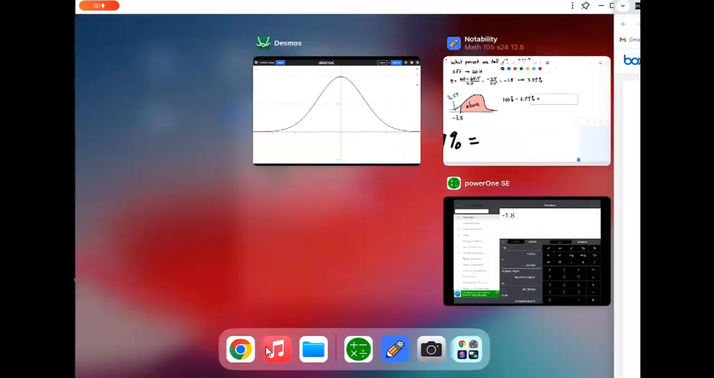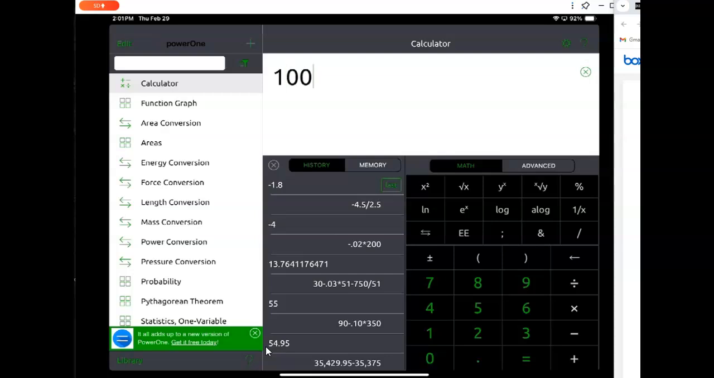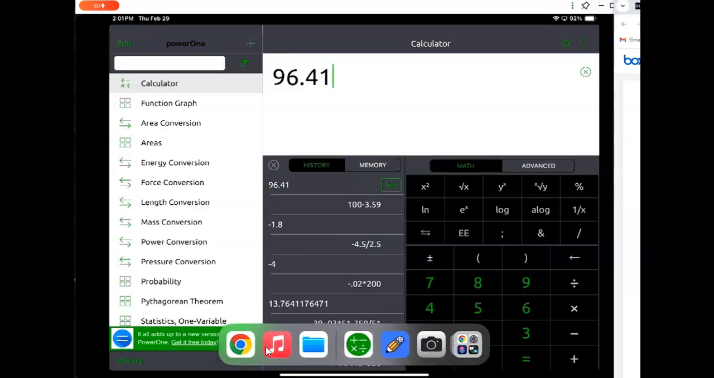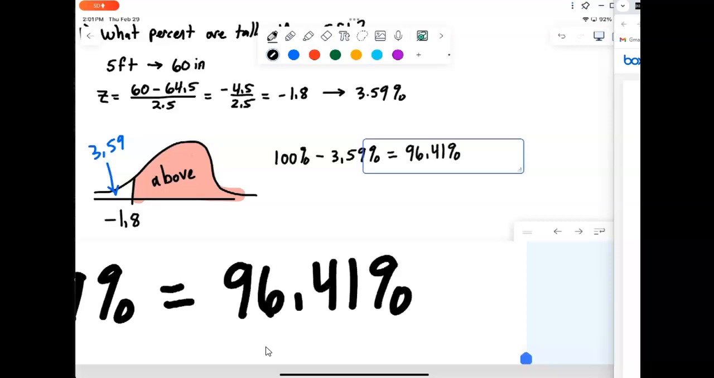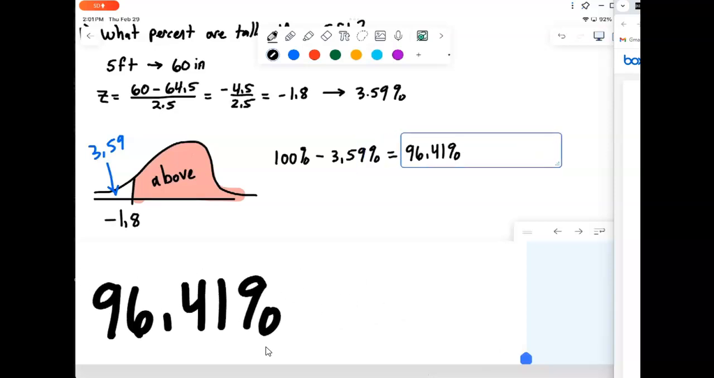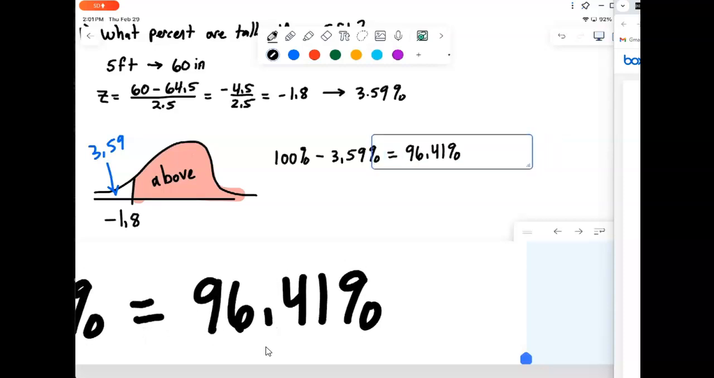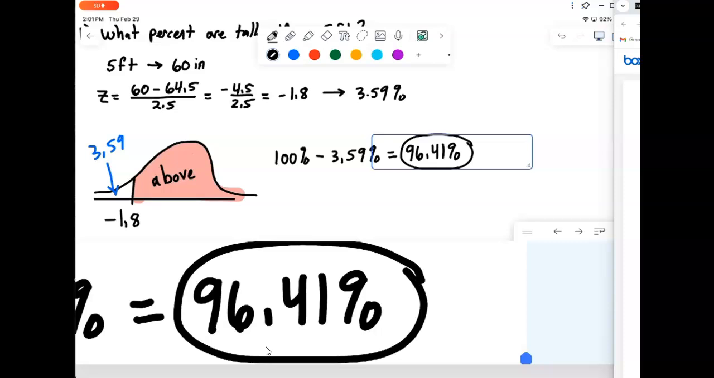So 100% minus 3.59. Now we find out that 96.41% of women are above 5 foot tall. Okay. Most women are taller than 5 feet.